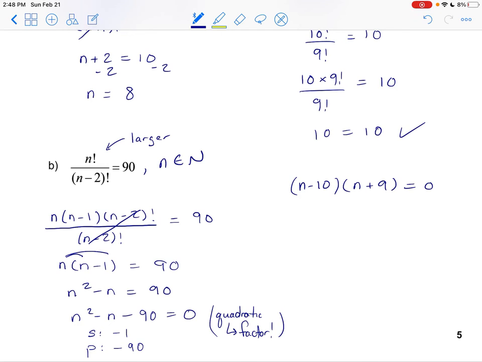which means we can treat each of these separately. So we have n minus 10 is equal to 0, and n plus 9 is equal to 0. So n, it can be equal to 10, or it can be equal to minus 9 here.